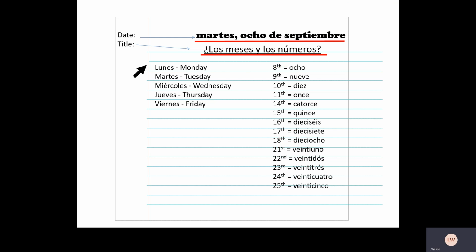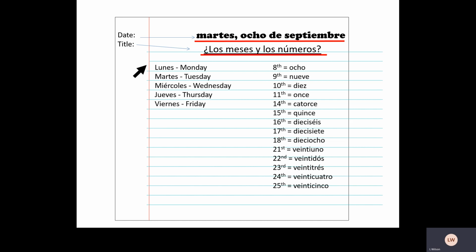Bueno, vamos a escribir la fecha y el título para hoy. So it's becoming increasingly more important for you to have a go at writing today's date by yourself and then see if your teacher can make sure you've all got the right date written down. El título para hoy, los meses y los números. So that gives you a clue of what we're going to be learning in today's lesson. We're going to look at the months of the year and then a few more numbers.